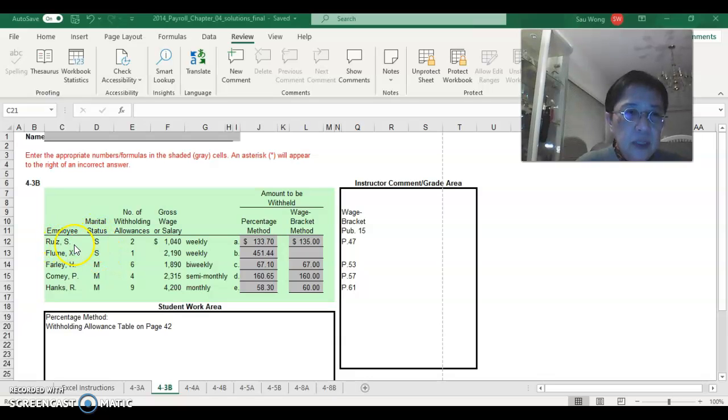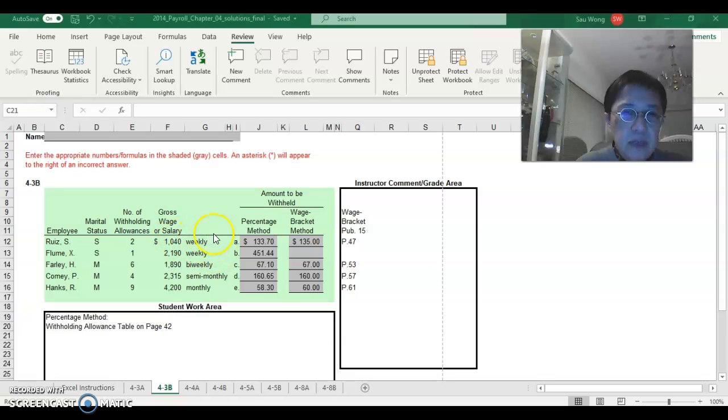We have Riz, Flame, Fairly, Kami, and Hanks, and their first name is initial only, and their marital status is single or married. The number of withholding allowances varies, and some are paid weekly, some bi-weekly, semi-monthly, or monthly. Let's work on the wage bracket method first.